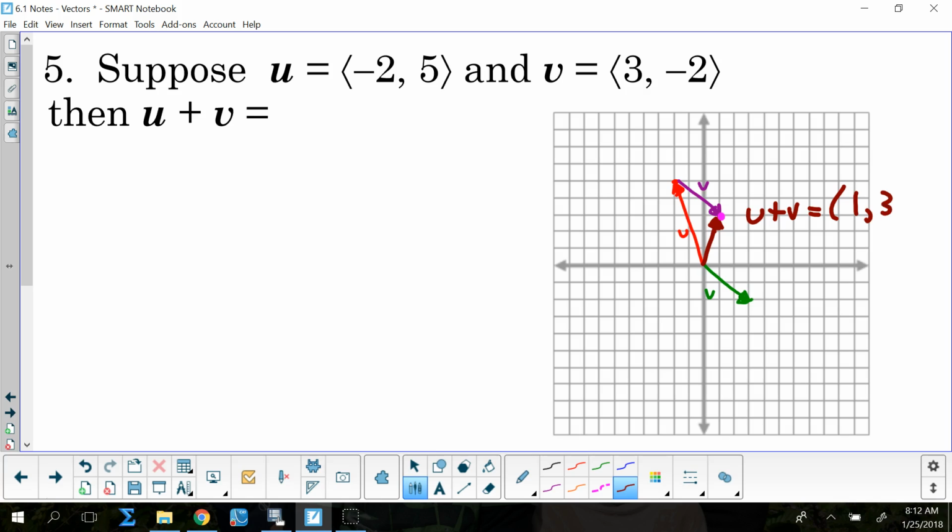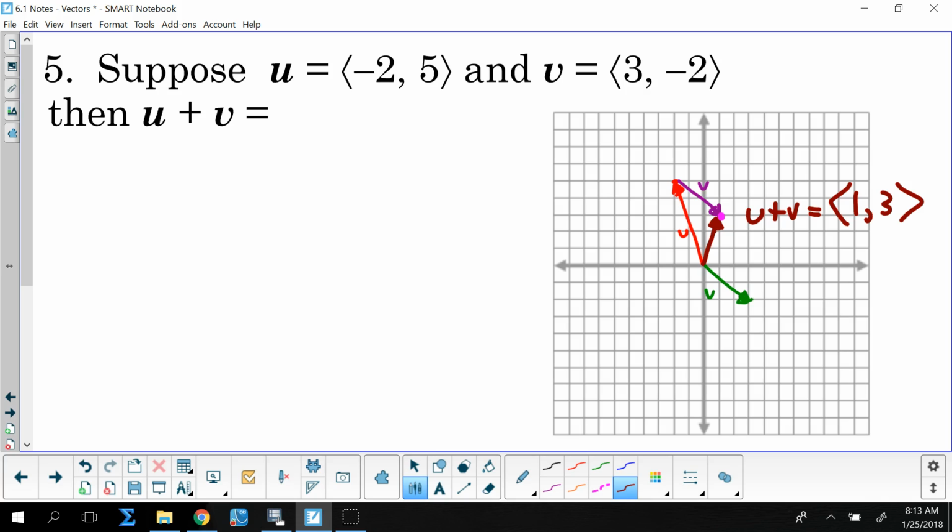Oops, I put a point, not a comma. 1, 3. What is the maroon line? This purple one up here? Yeah, the maroon, that's my u plus v.